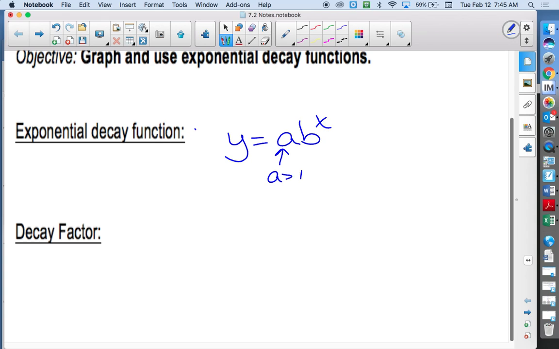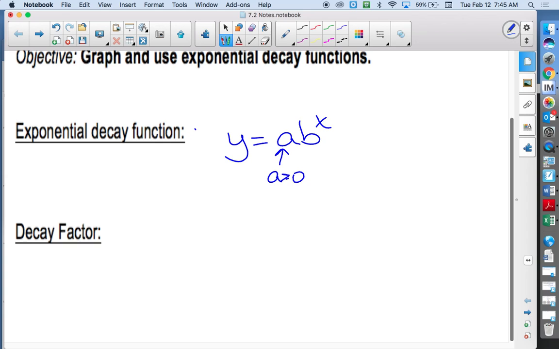So I should say, how about greater than 0, not greater than 1? Positive means bigger than 0. It could be a fraction. But the b part is the part that's going to change. So for it to grow, b has to be larger than 1. So for this to grow, it has to be larger than 1.